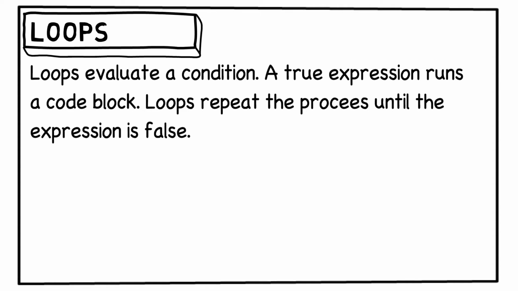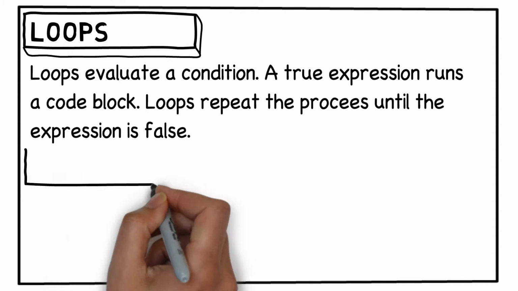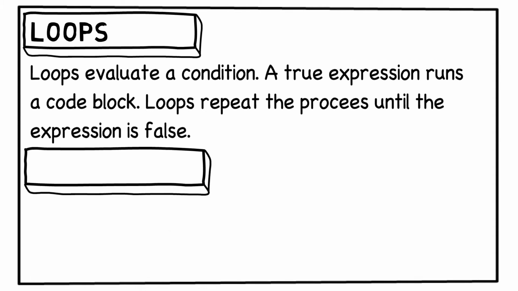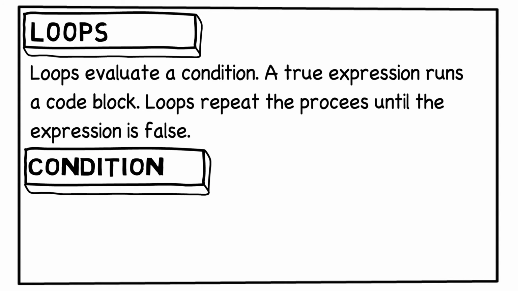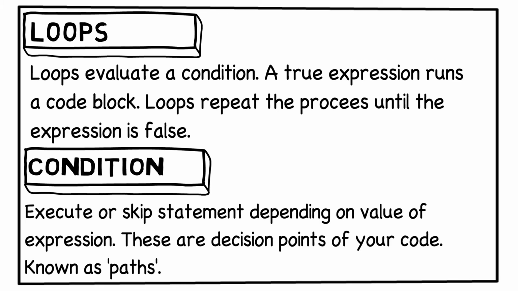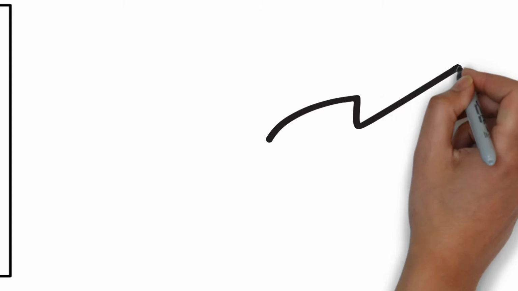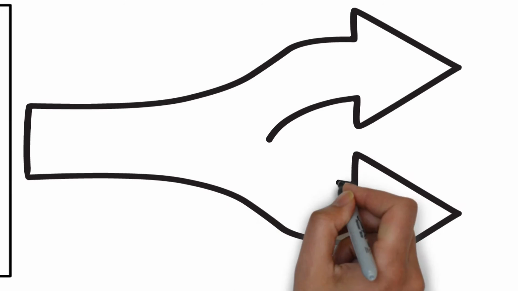But before we can look at loops, we have to examine what it means to check a condition in JavaScript. What does it mean to check a condition? Conditional statements execute or skip other statements depending on the value of a specified expression. These statements are the decision points of your code, and they are also sometimes known as branches or paths. It is like saying, if it is true, go this path. If it is false, take this path.